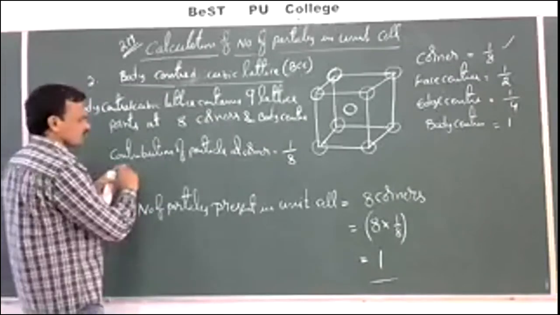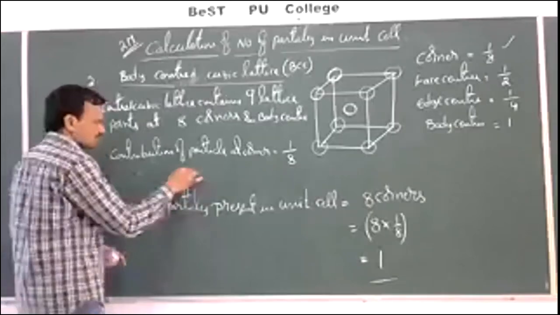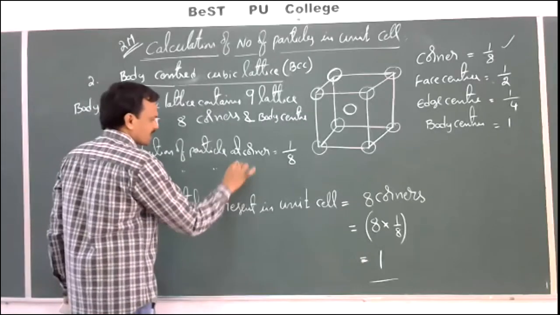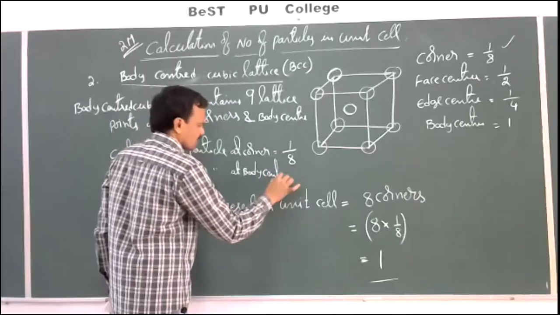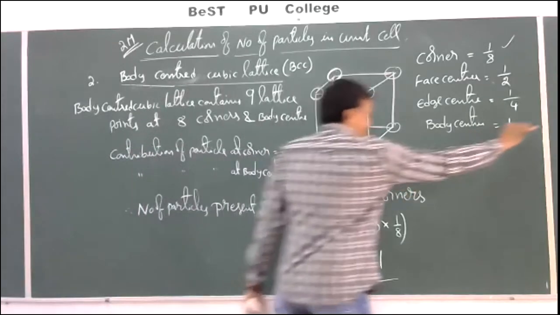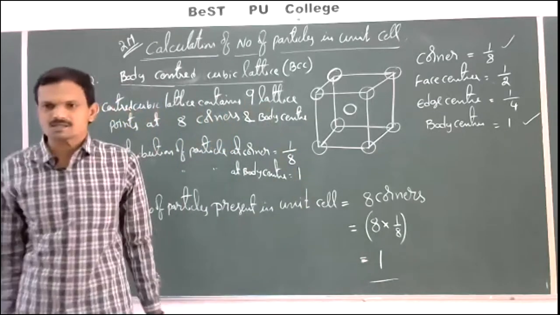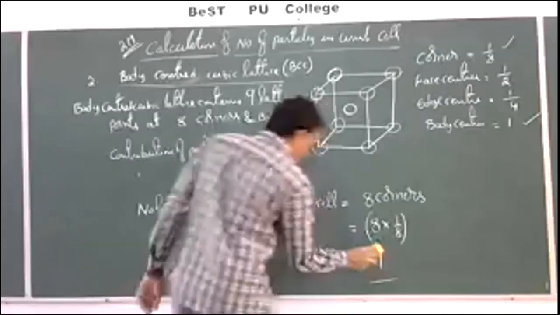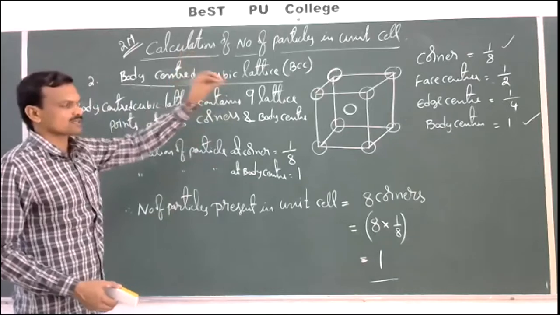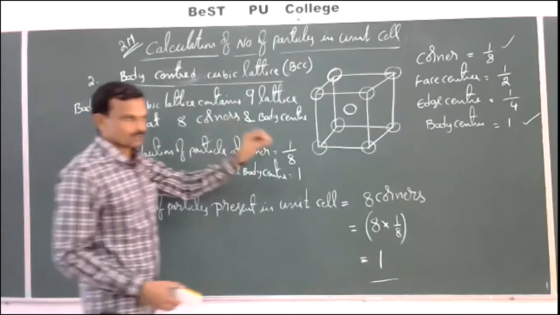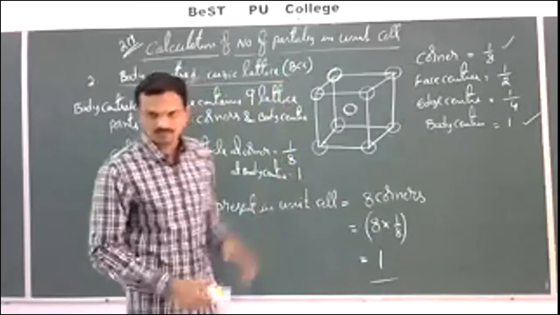Contribution of the particle at the corner is 1 by 8. Similarly, contribution of the particle at body center, how much? At body center the particle is there, its contribution is 1. So contribution of the particle at the body center is 1. So 9 lattice points at 8 corners and 1 body center. Contribution of the particle at the corner is 1 by 8 and body center is 1.